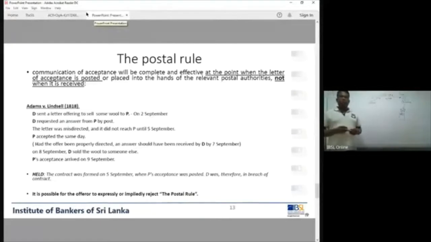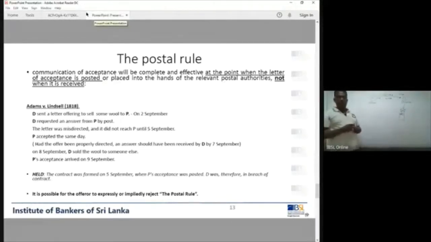Had the offer been properly directed, an answer should be received by D by 7th of September. So if it is not misdirected, by 7th of September, under normal circumstances, that acceptance letter should come to D. So D thought, if it is the 7th of September and there's no acceptance letter from the other party, then it has not been accepted.